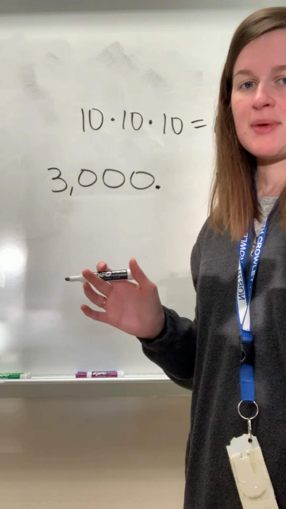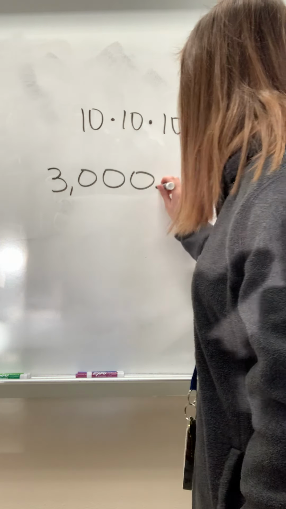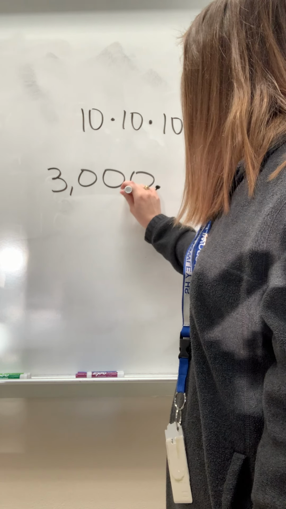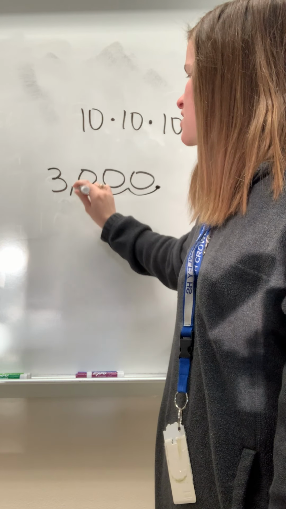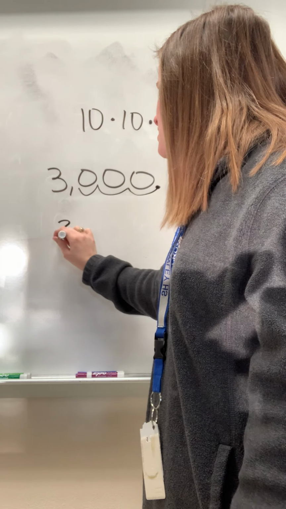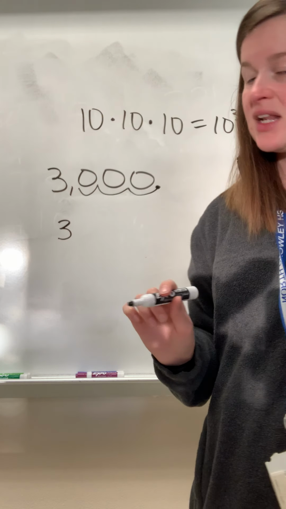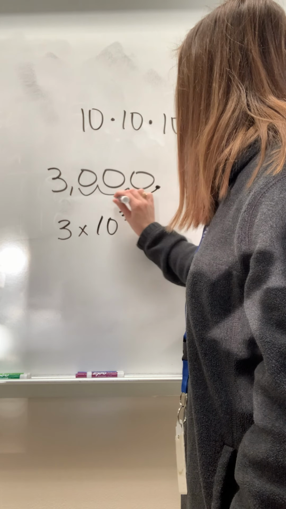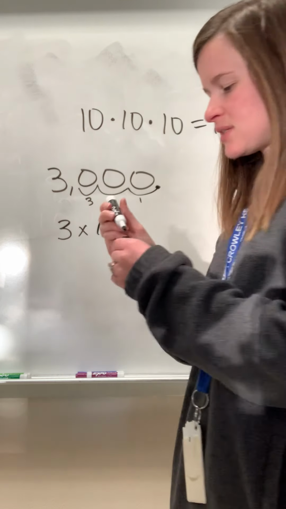I want to move it to make it a number between 1 and 10. If I just move it once, it's 300. If I move it a second time, it's 30. And if I move it a third time, it's 3. And so then I'm going to say 3, because that's a number between 1 and 10. And then times 10 to the third power, because I moved it 1, 2, 3 times.